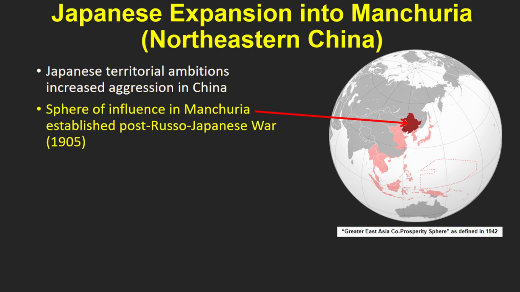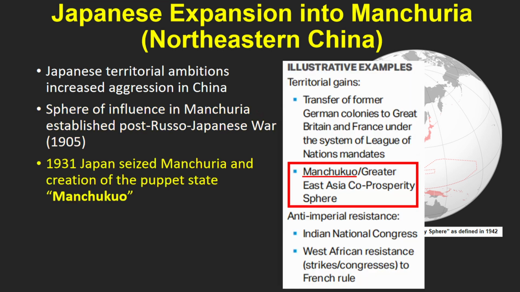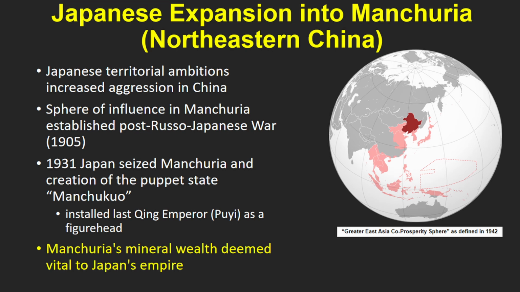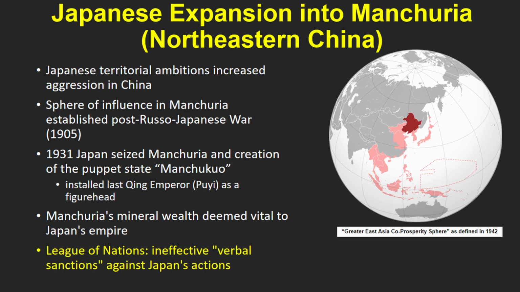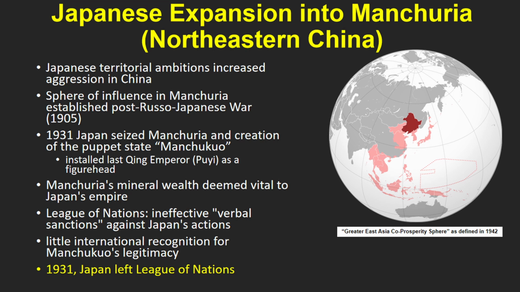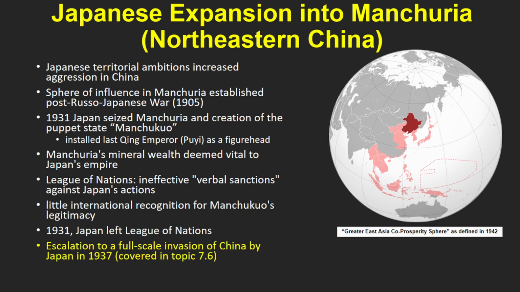After the Russo-Japanese War, Japan had established a sphere of influence over Manchuria, northeastern China. In 1931, Japan officially seized it and created a puppet state called Manchukuo, installing the last Qing emperor as a puppet leader. Manchuria was rich in important mineral resources, and Japan considered it an essential part of their empire. The League of Nations used its verbal sanctions to tell Japan to stop, and almost no other state recognized the legitimacy of Manchukuo. But Japan continued, and then decided to leave the League of Nations. By 1937, Japanese expansion led to full-scale invasion of China.